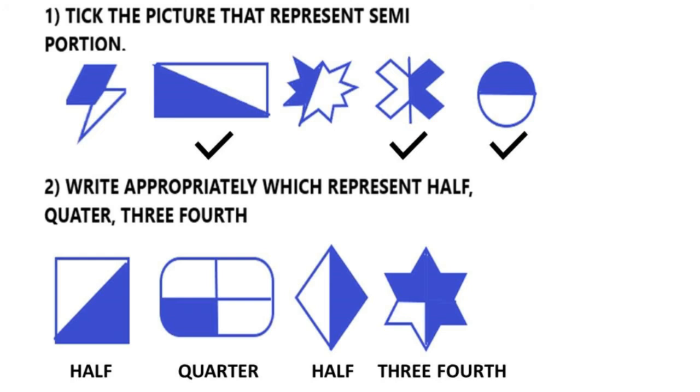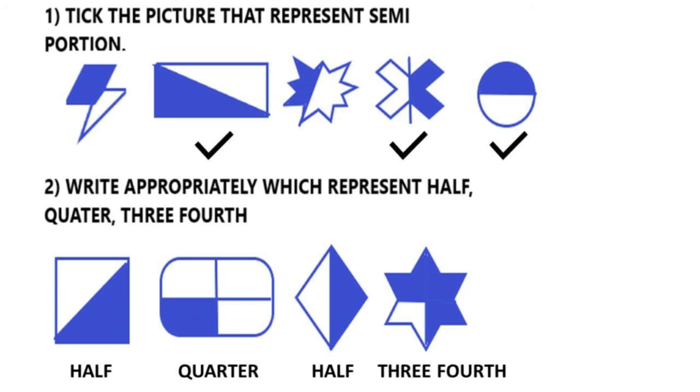Second one, write appropriately which represents half, quarter, 3/4. First one, a square has been divided into 2 equal parts. So we call it a half. Next, a rectangle has been divided into 4 equal parts and one portion is shaded. So we call it a quarter.